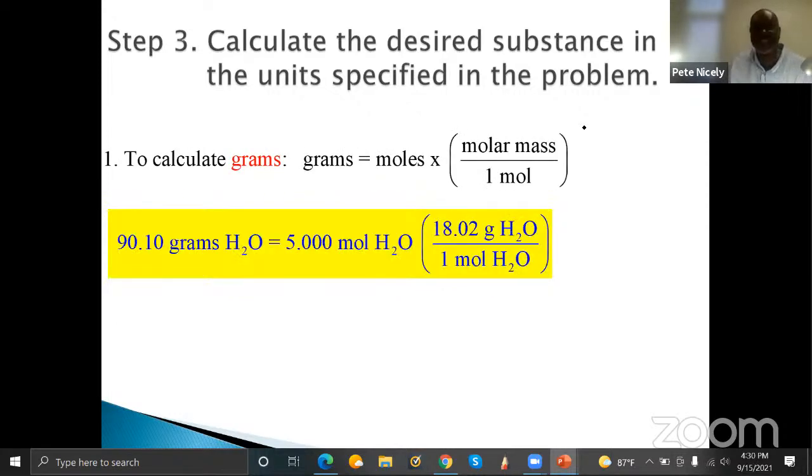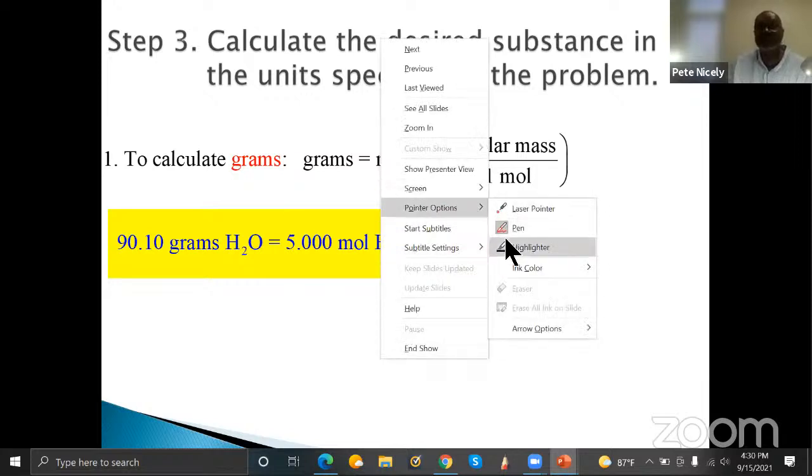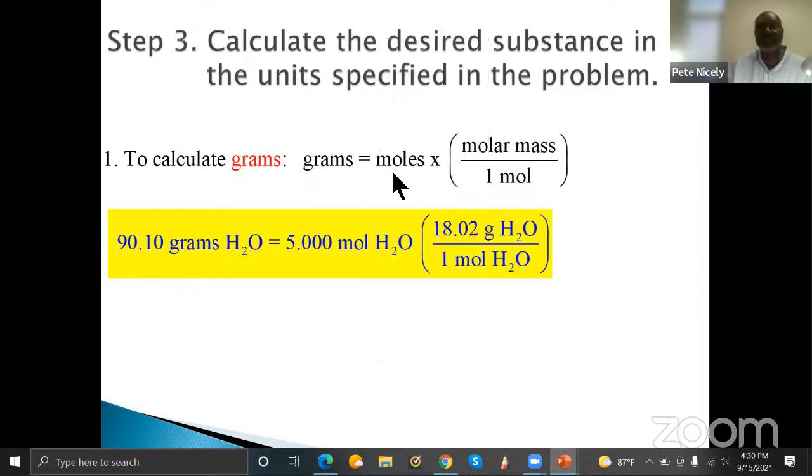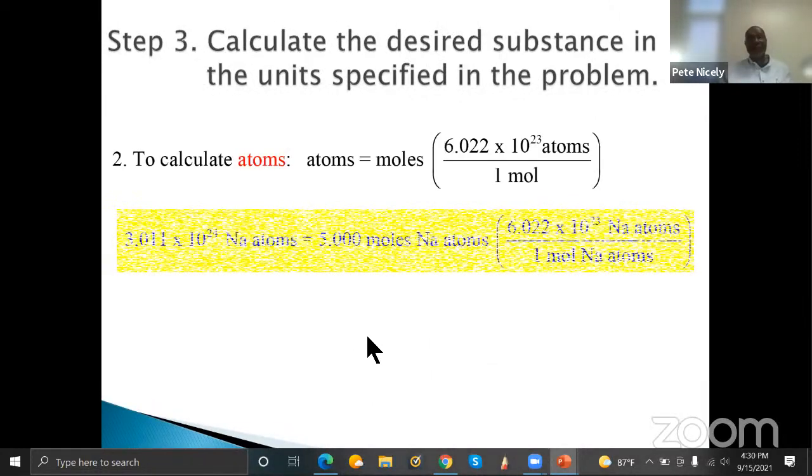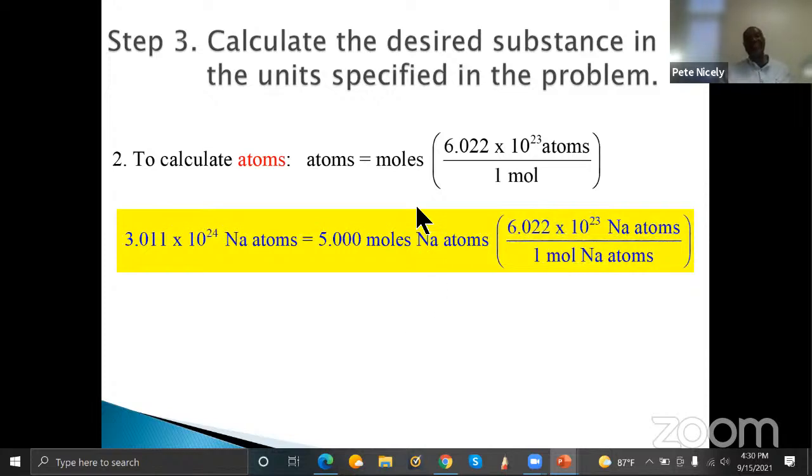For example, if you want to calculate grams, and we all know how to do this, you multiply the mole value by the molar mass. If you want to convert 5.00 moles of water to grams, you multiply by this here, which represents the molar mass, and that will give you the mass in grams. If you want to determine the number of atoms, then you multiply the moles by Avogadro's number. For example, if you want to convert 5.00 moles of sodium to sodium atoms, this is what you multiply by to get the number of sodium atoms.